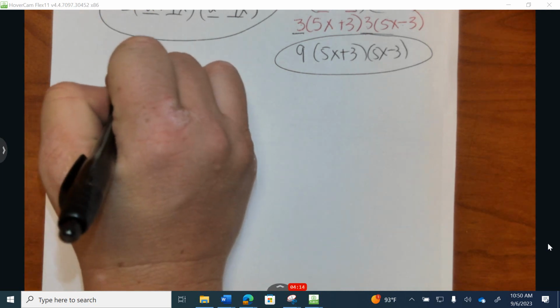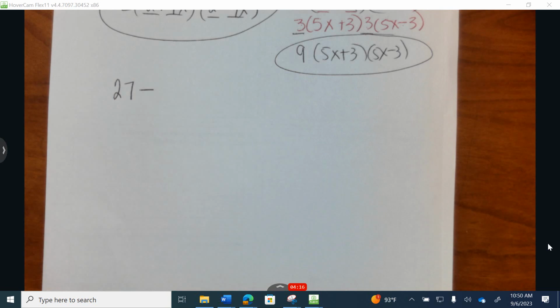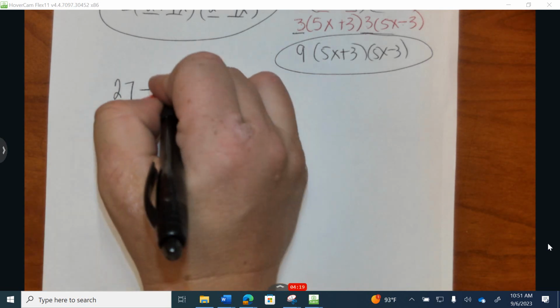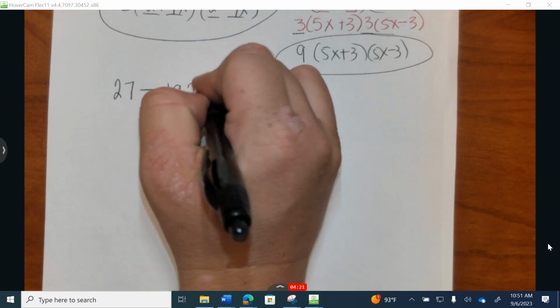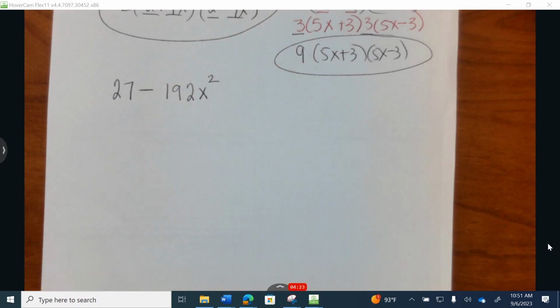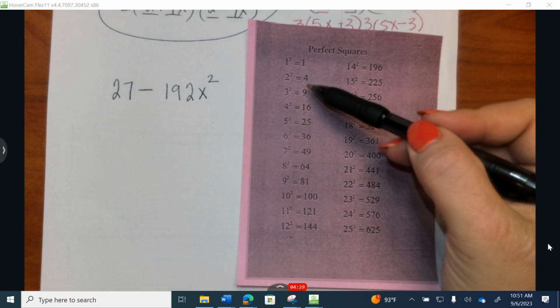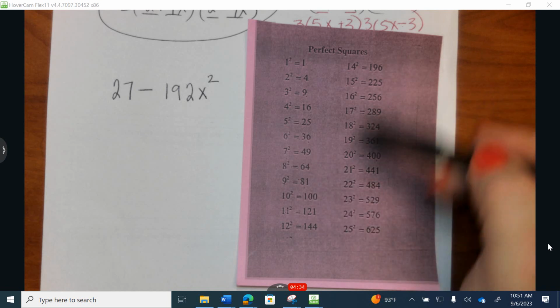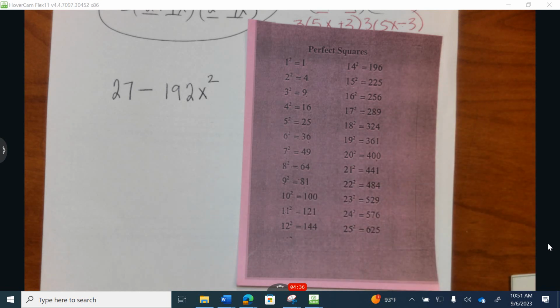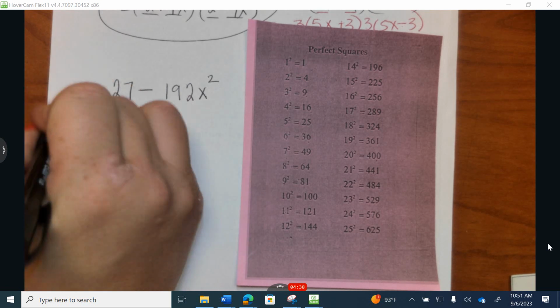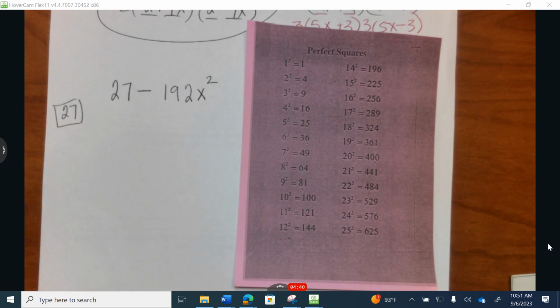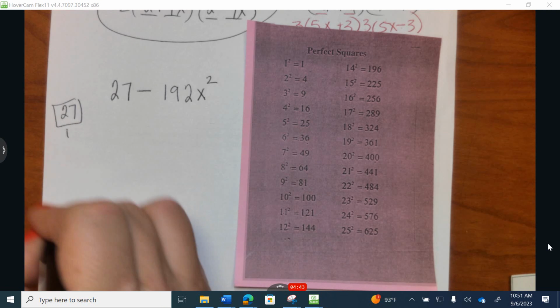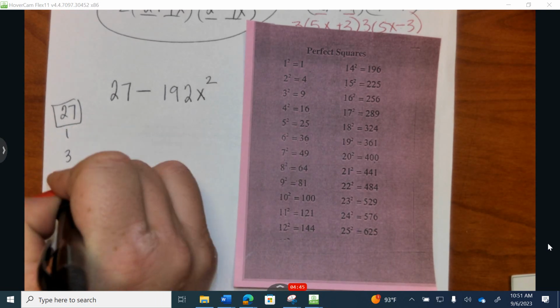Okay, 27 subtract 192 x squared. 27 is not a perfect square. 192 is also not a perfect square. Does that mean we can't factor it? Well, let's check. The smallest of the two numbers is 27. What numbers divide into 27? 1 and 27, 3 and 9.